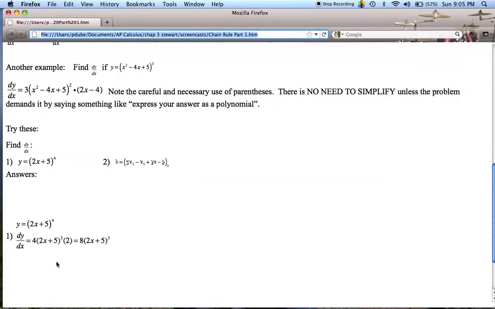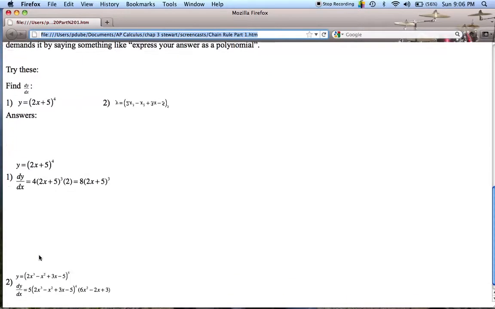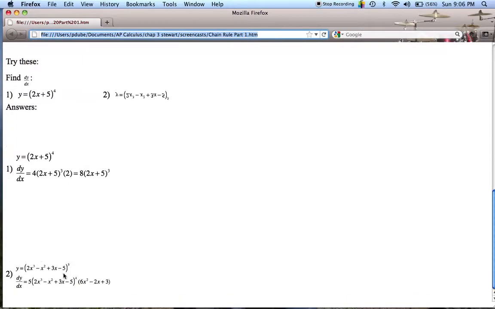Here's the answer to number 1. 2x plus 5 to the 4th. The derivative was 4 times 2x plus 5 cubed times 2, which is the derivative of the 2x plus 5. I did multiply the 2 times the 4. You get 8 times 2x plus 5 cubed. Aren't you glad you didn't have to multiply that out to the 4th power and then use just the power rule? Number 2, I don't know why the problem didn't show up, but here it is here.